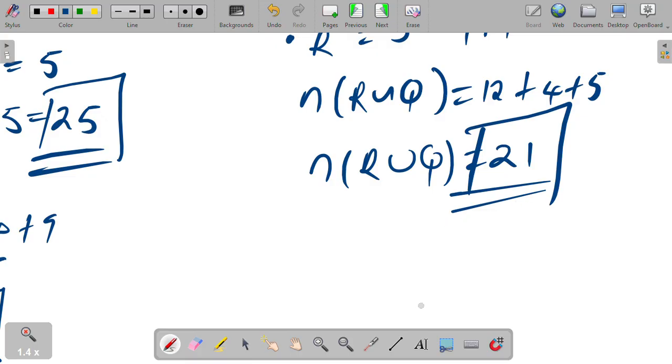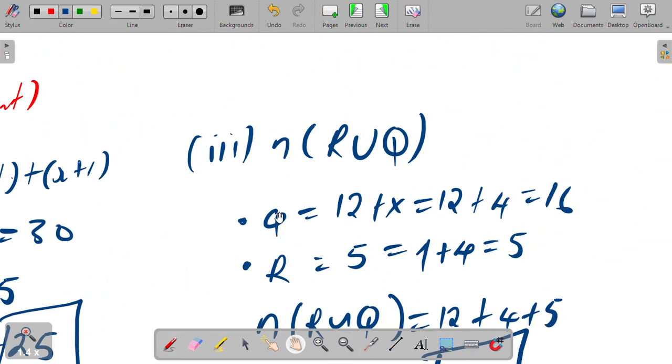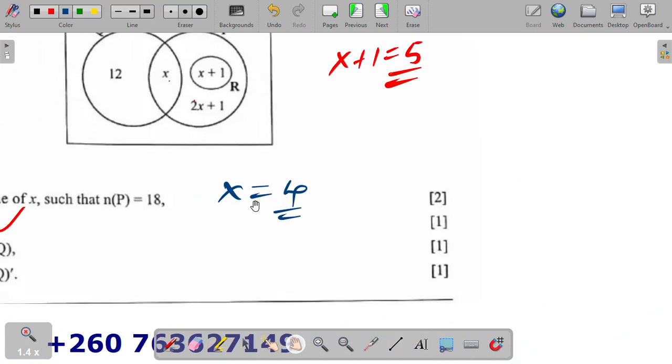Okay, so now let's move to the last question. I hope you understand this part. Union: you just add the elements that are in R and Q. This is what union means.